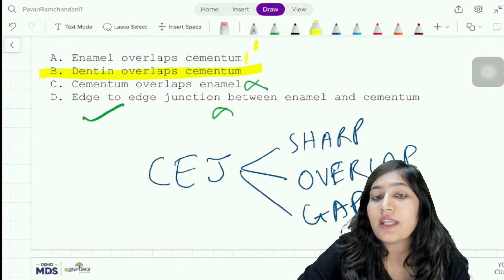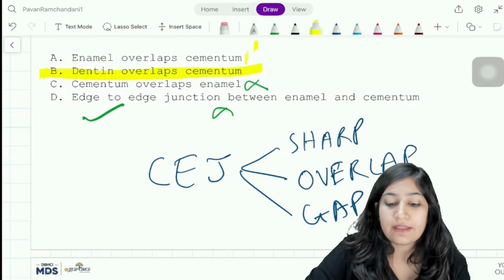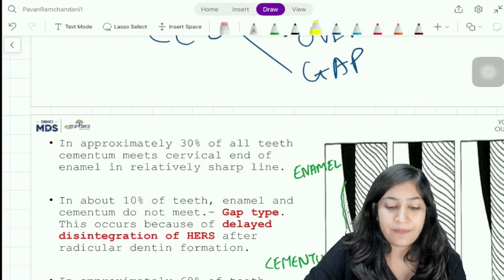It was a question in November 2018. This question is from November 2018, INI-CET.